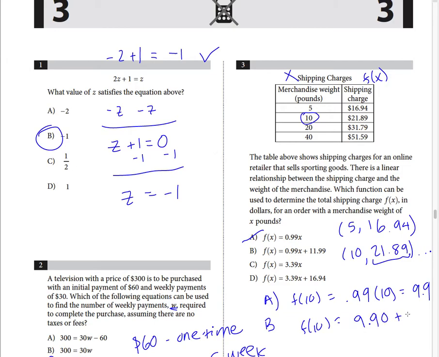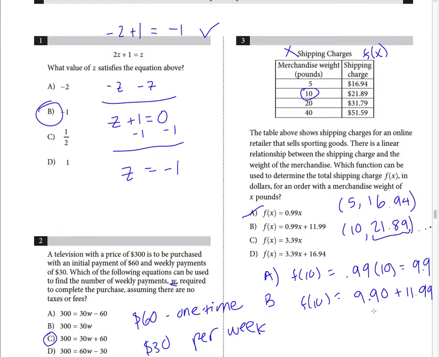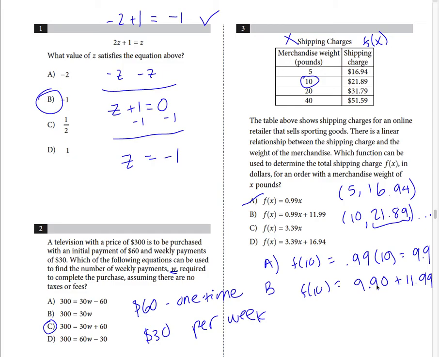But now we've added another $11.99. I'm not going to bother actually adding these together super precisely, but that looks about right, like $10 plus $12, yeah, 21-ish. So I'm not going to eliminate B, but I'm going to see if I can eliminate the other ones.